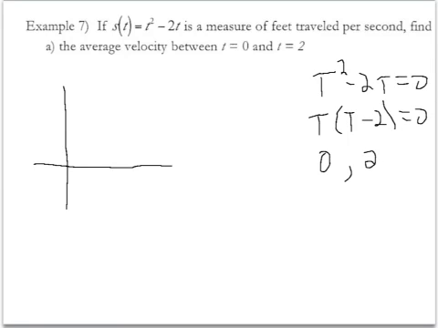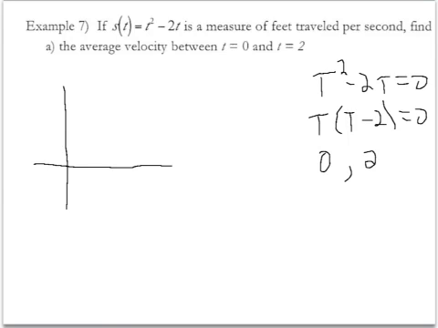So we need to find out the average velocity of something that's traveling at a rate of t squared minus 2t. So for average, we're going to use that f of b minus f of a over b minus a formula, that same slope formula.